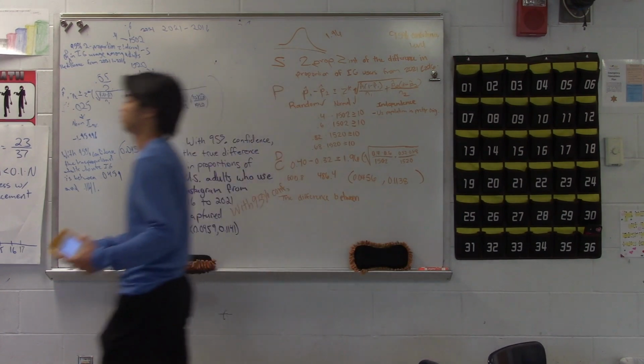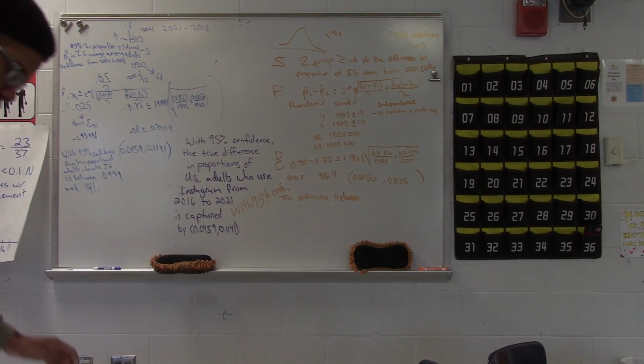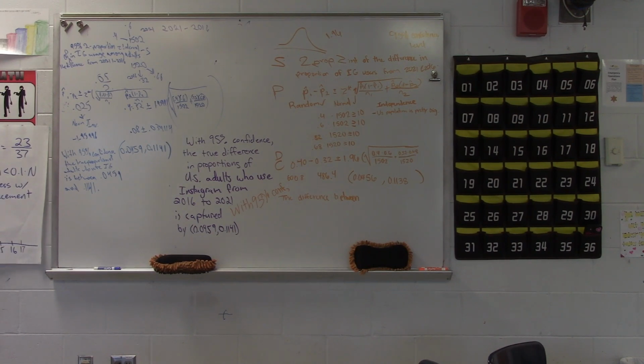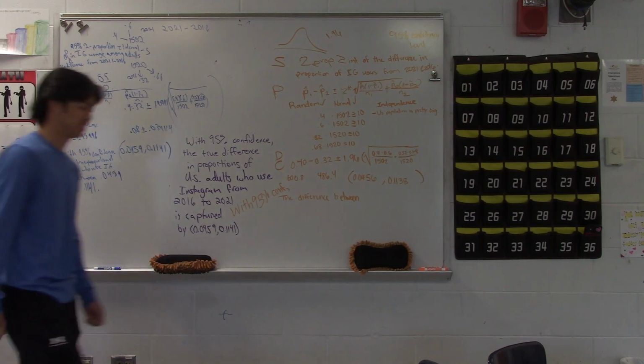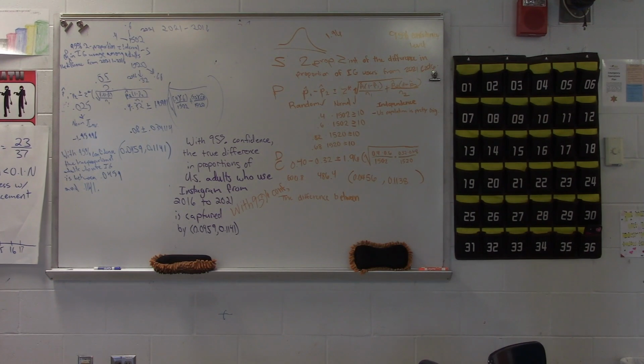All right, don't forget you do have an AP classroom that is due today. Part B, based on the interval, is there convincing evidence that the proportion of U.S. adults who use Instagram has increased from 2016 to 2021? The answer is yes. And so we'll pick up here tomorrow, and we'll probably finish this information within the first 30 minutes of class, depending on how many questions Deacon comes in with.